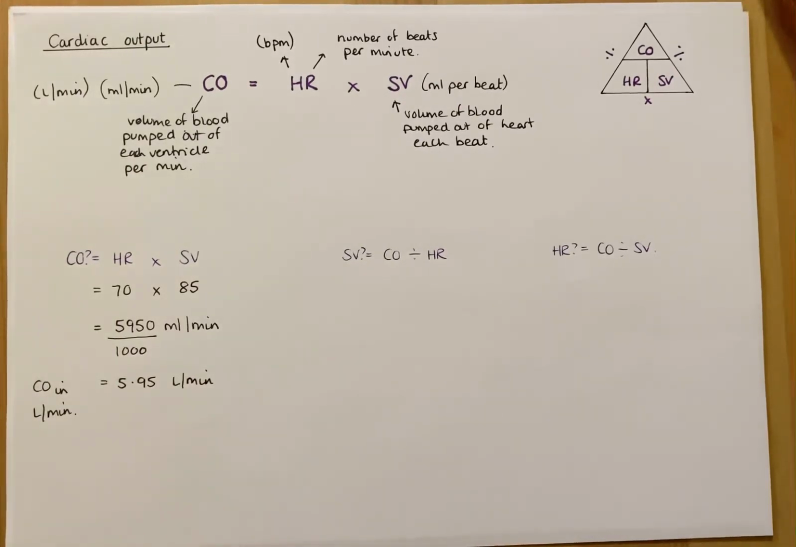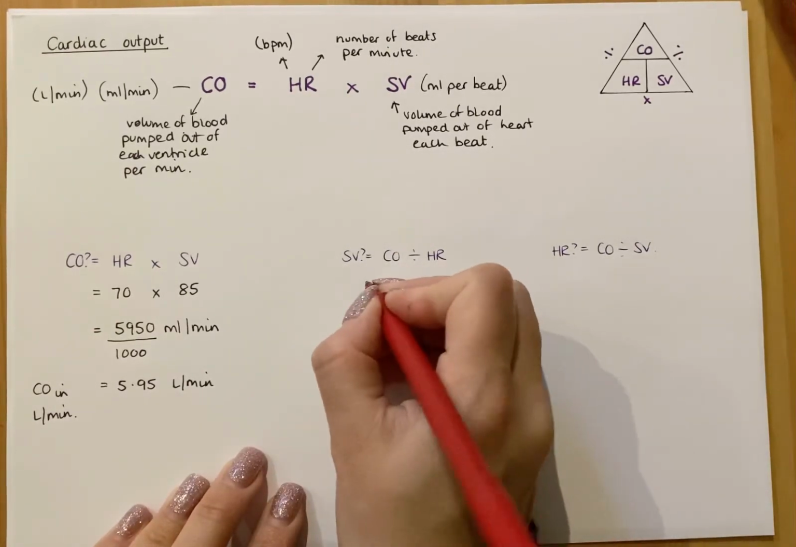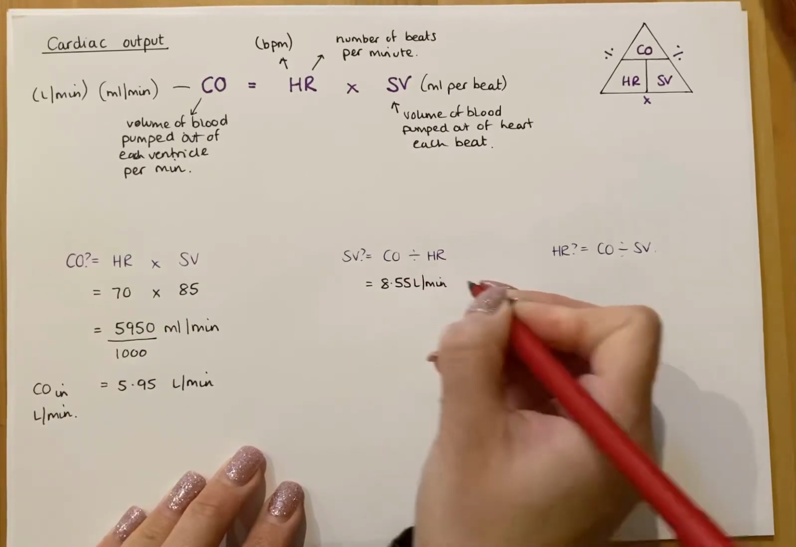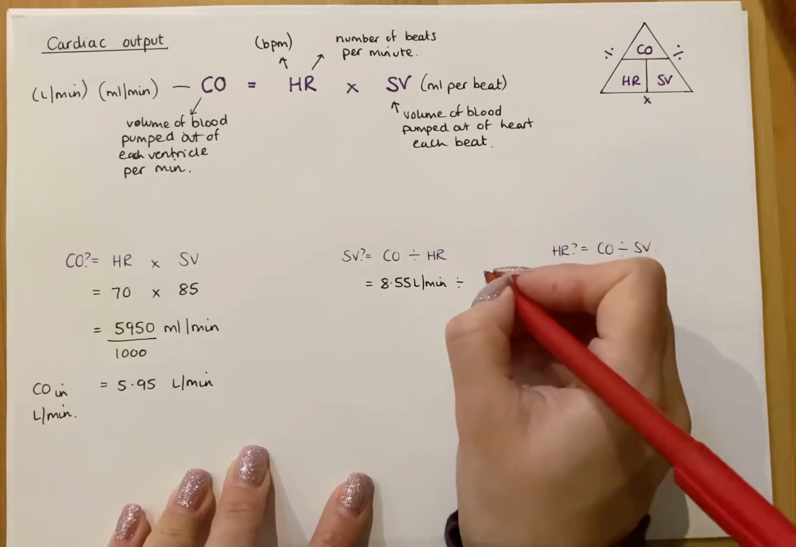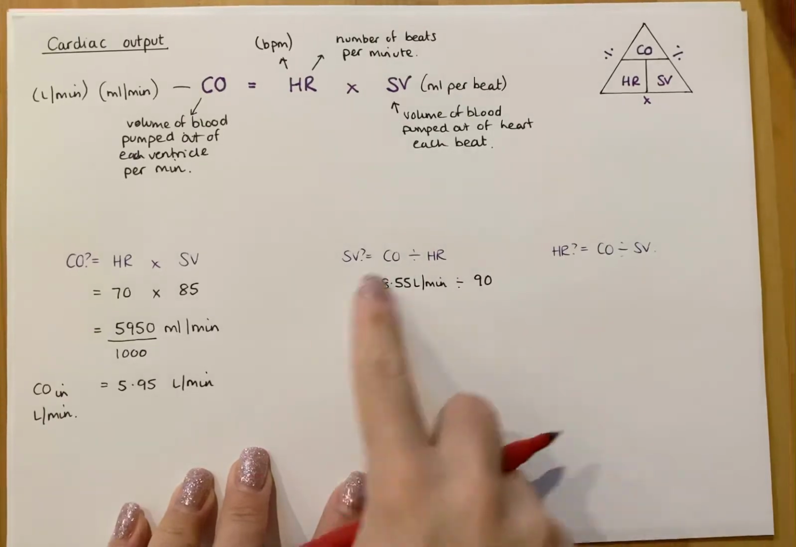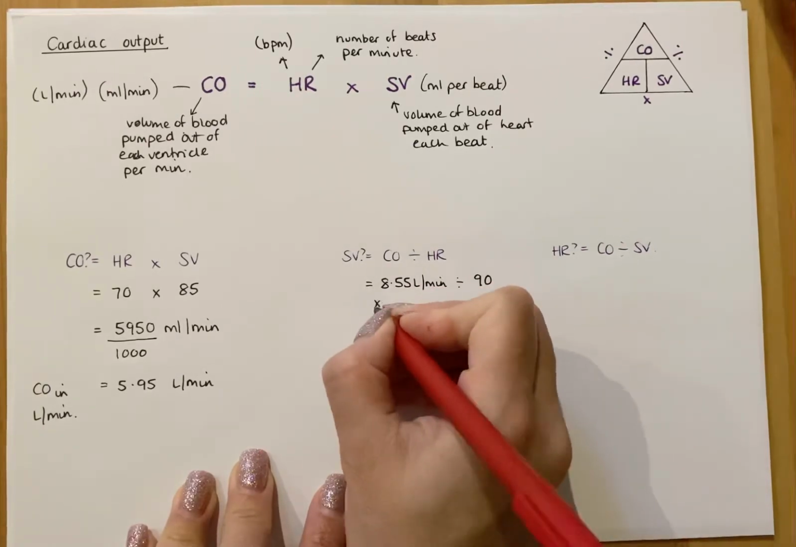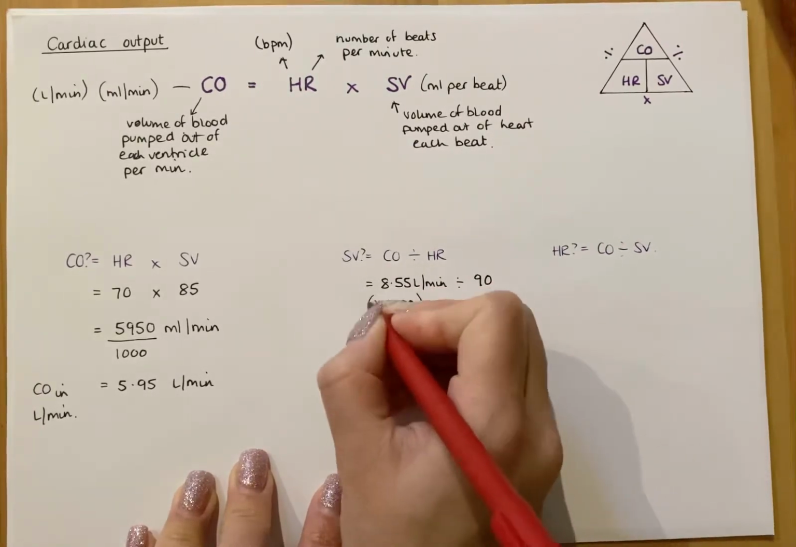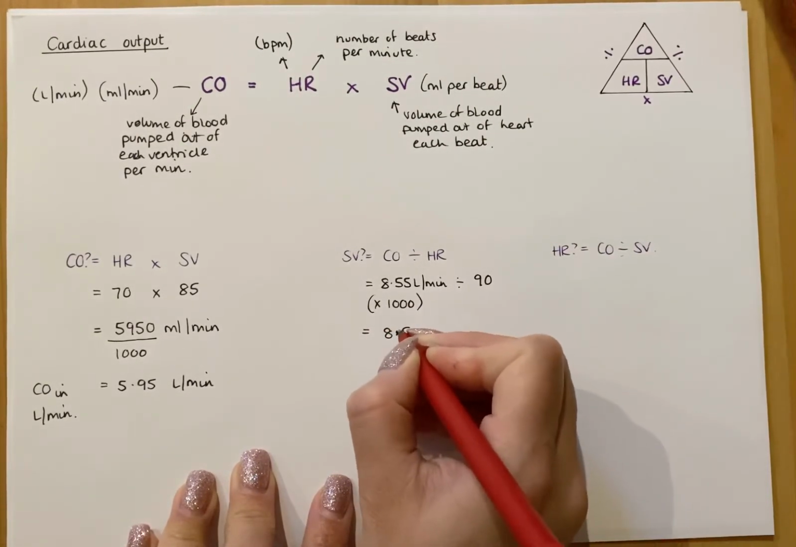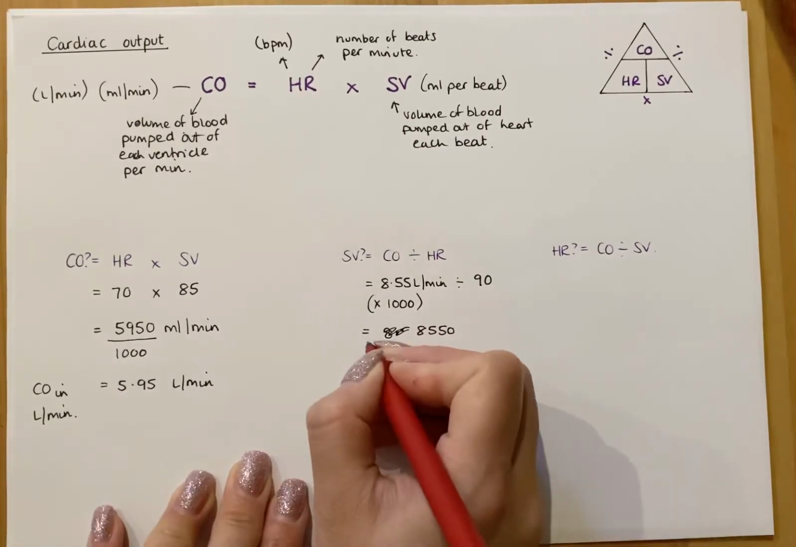Okay, this example here is stroke volume. So it's looking for stroke volume, and then it would need to give you the cardiac output and the heart rate. So in this example, I'm going to give you a cardiac output, which is 8.55 litres per minute. And then the heart rate is going to be 90. Now for this, stroke volume is measured in mils, but we've given it in litres. So what you need to do first of all is times this by 1,000 to give you it in mils. So that will give you 8,550, and that's in mils per minute.